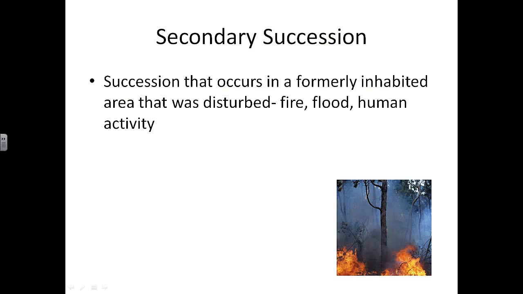Secondary succession is a little bit different. Primary occurs where nothing ever lived before. Secondary is where there was a series of species, but there is a disturbance. Fire, flood, human activity, and they wipe out most of that species diversity. So in this case, there's already soil there, and it's already usually pretty good.